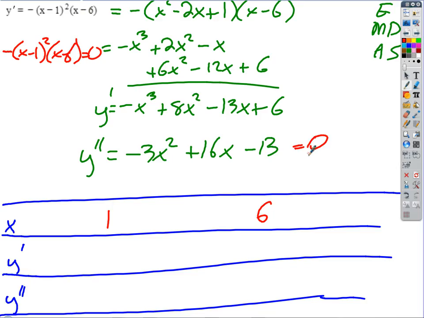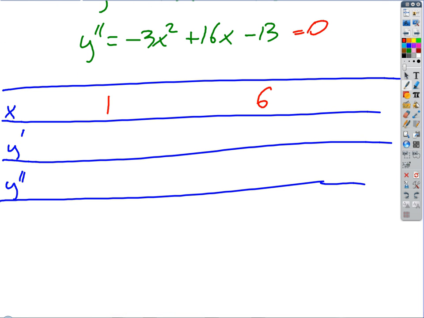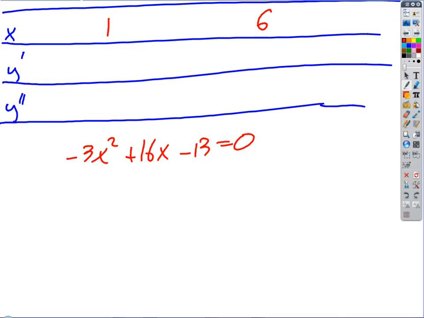If we do want to find these zeros, we could graph the thing, or we could just use the quadratic formula, right? Let's go ahead and pretend we don't have our graphing calculator, so let's set this equal to 0. So if we've got negative 3x squared plus 16x minus 13 equals 0, how would I go about solving that quadratic equation? One thing I definitely want to do here. What do I do? Yeah, good.